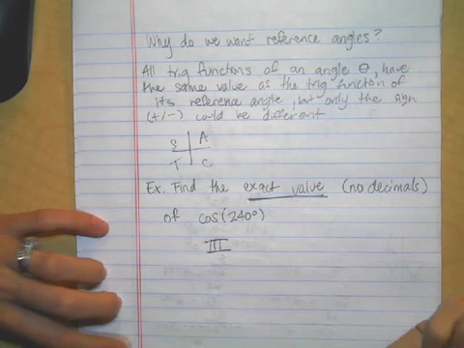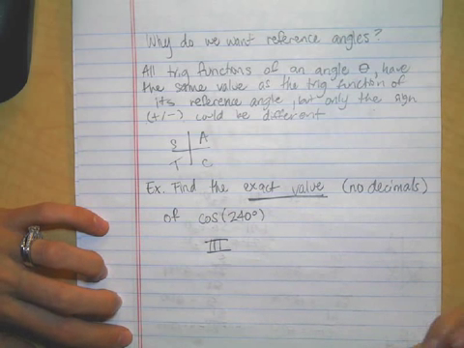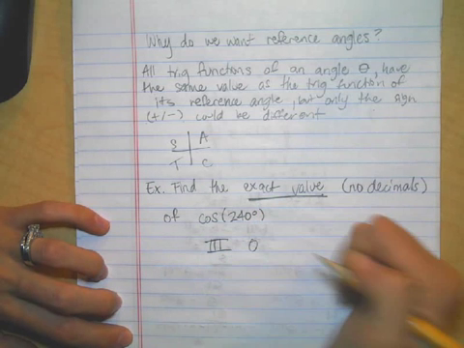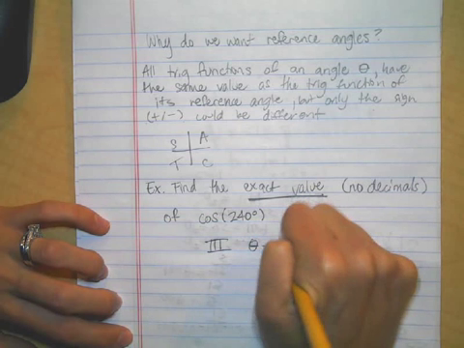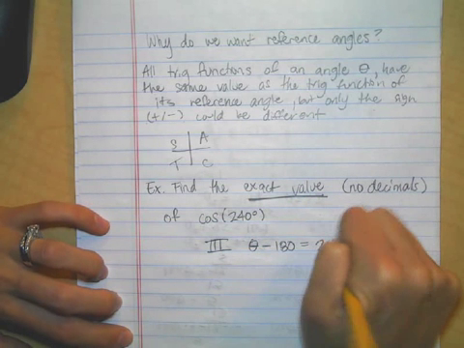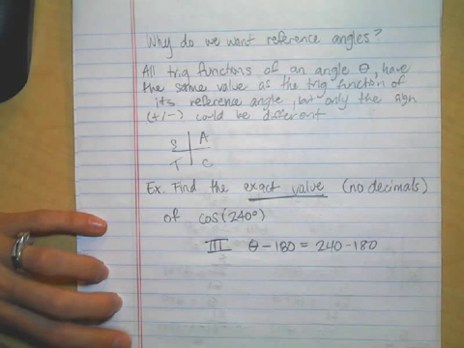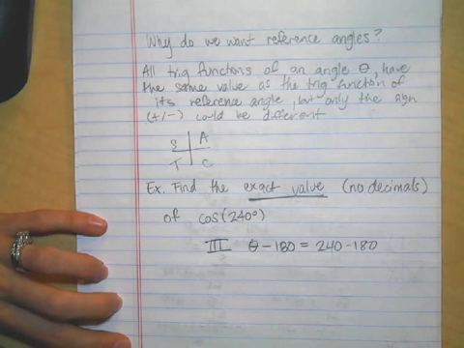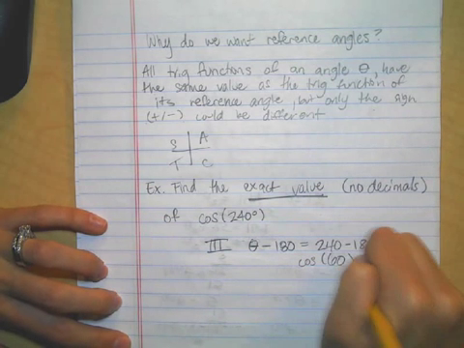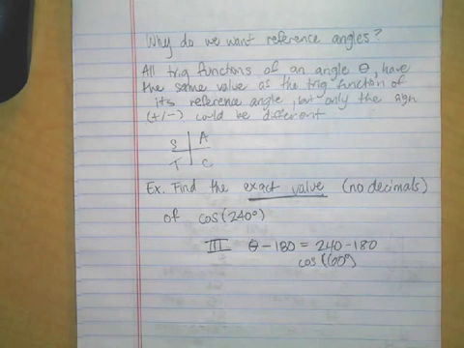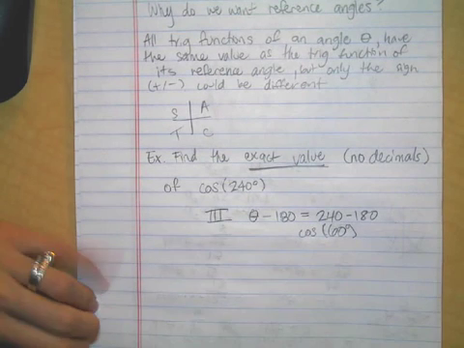So in the third quadrant, what do I do to find my reference angle? You don't subtract it from 270. You say the angle minus 180, okay? So that's going to give me 240 minus 180, which is 60. How can you find the cosine of 60 without using a calculator? You can use the chart. That's why the chart is so important, and you have to know it.